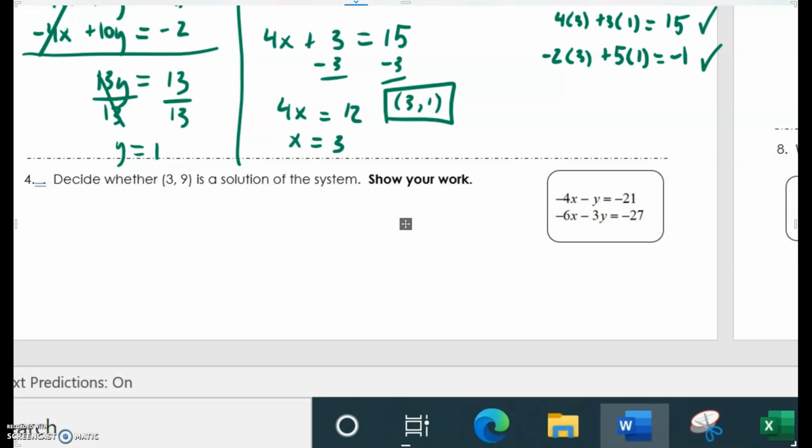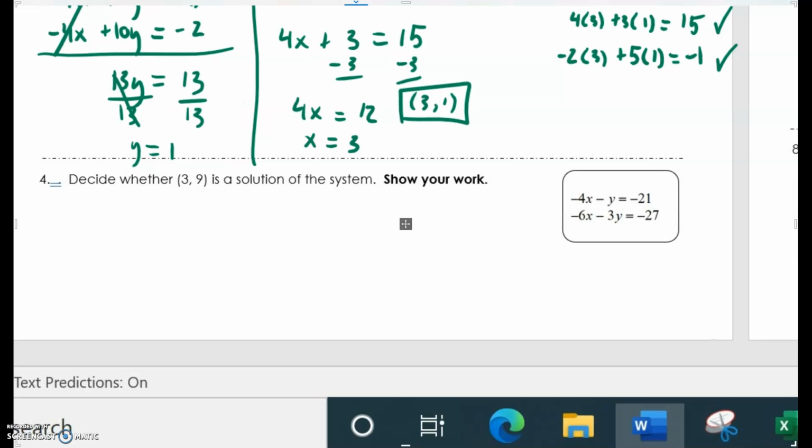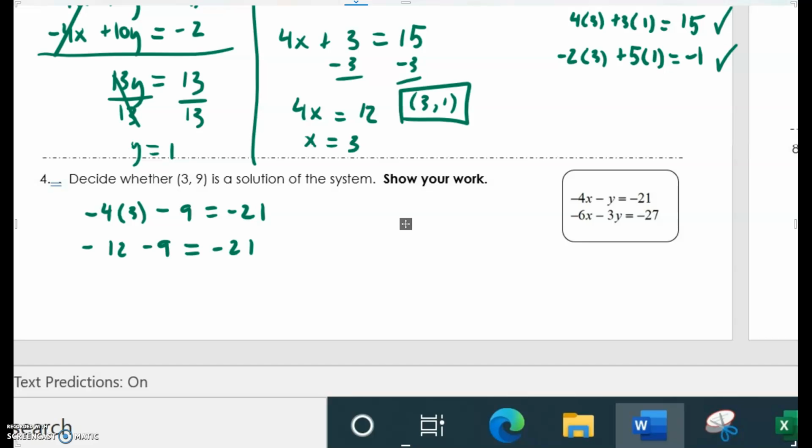Alright, number 4 just wants you to decide whether the point is a solution. So this is what we were just doing with that testing. That's what you have to do on number 4. Okay, so 3, 9, is it a solution to the system? Alright, let me plug it in and see. Negative 4 times 3 minus 9 equals negative 21. Let's see, does it work for the top equation? That would be negative 12 minus 9. Is that equal to negative 21? Negative 12 minus 9, yes it is. So it works for the top one. Let's make sure it works for the bottom one.